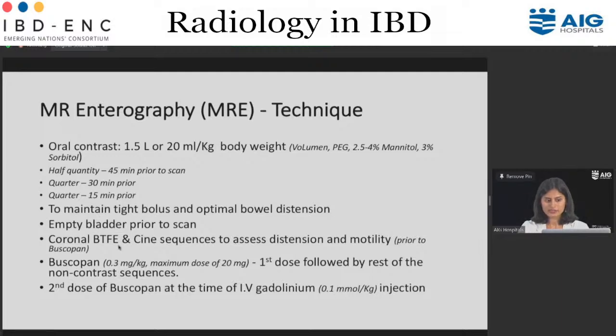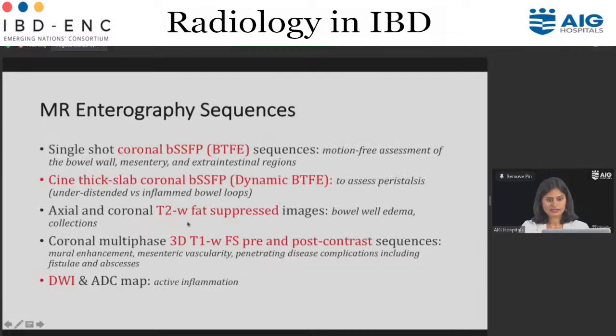Then we administer first dose of buscopan to arrest bowel peristalsis, do the rest of the sequences, and then give a second dose of buscopan prior to injection of IV contrast. So these are the sequences we use. Like I said, coronal BTFE sequence followed by dynamic. Then the rest of the sequences, the mandatory ones include axial and coronal T2 fat suppressed images. The fat suppressed images help in better picking up bowel wall edema and collections.